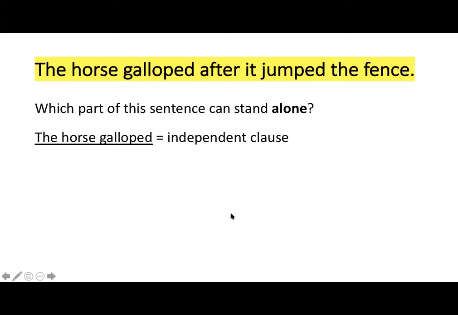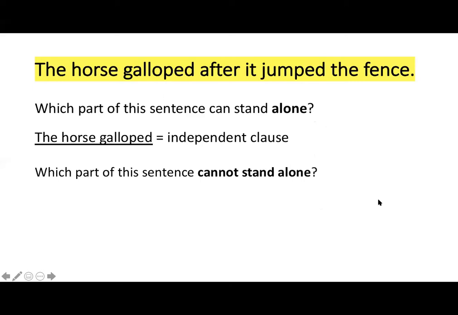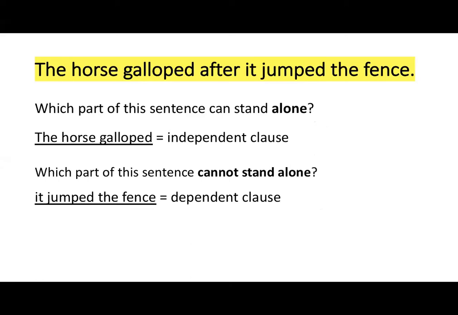So, perfect. Well done. Now, which part of this sentence cannot stand alone? Which part of this sentence wouldn't make sense if it was all by itself? Katie. After it jumped the fence. Very good. So the part, it jumped the fence. It jumped the fence doesn't really make any sense. What jumped the fence? Who are we talking about? This is very confusing for your reader. It doesn't tell a complete thought. So this is our dependent clause.